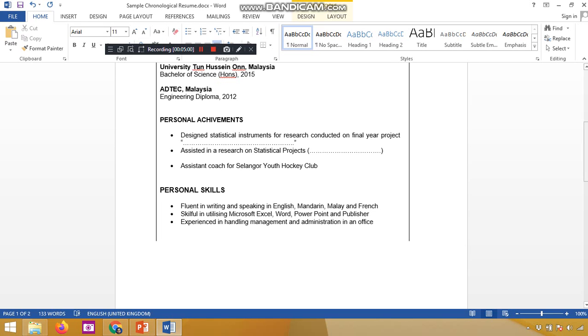Because this can help you in terms of showing off your skills. When you say you're assistant coach for Selangor Youth Hockey Club, what does it mean? It means you have good team management. It means you have leadership skill. It means you have good communication skill. It means you have been working in a team, or you have been managing a team. Even though you're an assistant, those are qualities that we normally associate coaches with. So it's extra, isn't it? It's a plus point. And if you have other achievements, you put them in there. Always remember to use the action verb.